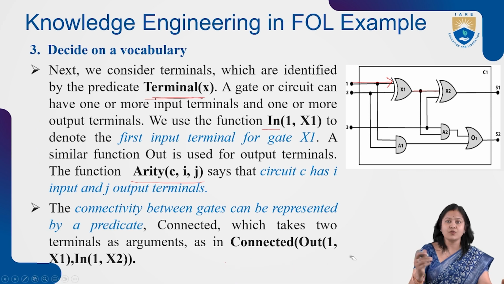Some connections are there. So connectivity we can define with the help of the function connected, which takes two terminals as the argument. One is an input terminal, another one is an output terminal. Inside the connected function we have written Out(1, x1) comma In(1, x2). What is the meaning here? Out(1, x1) means the first output of x1. The first output of x1 is connected to the first input of x2. This is the first input to x2 also.